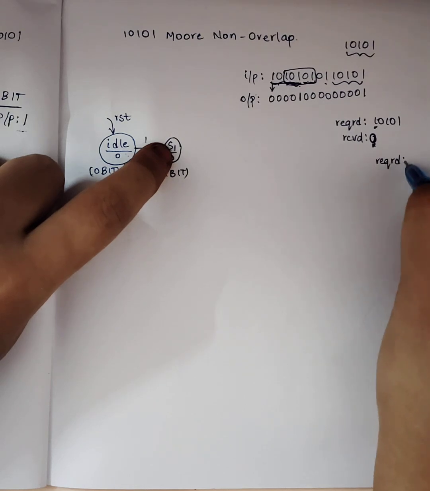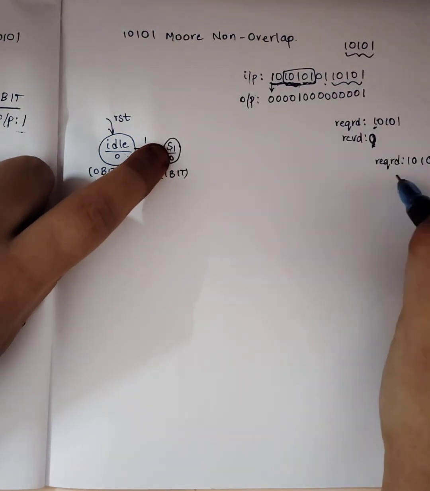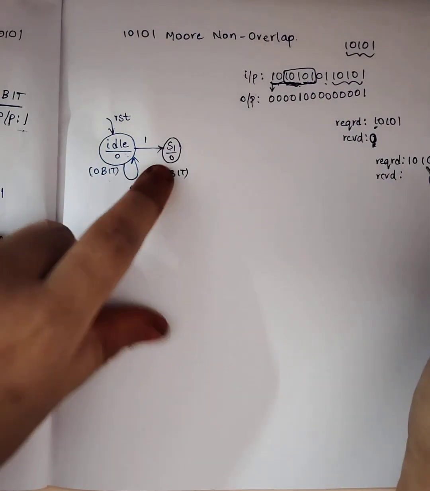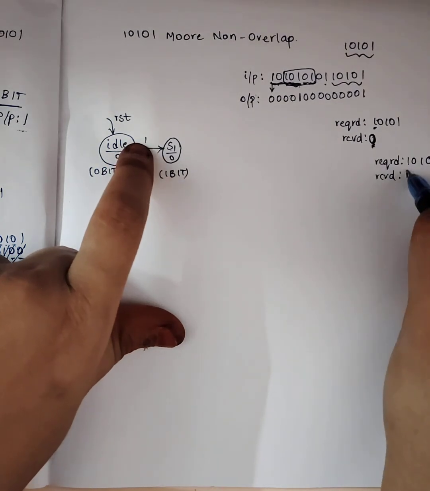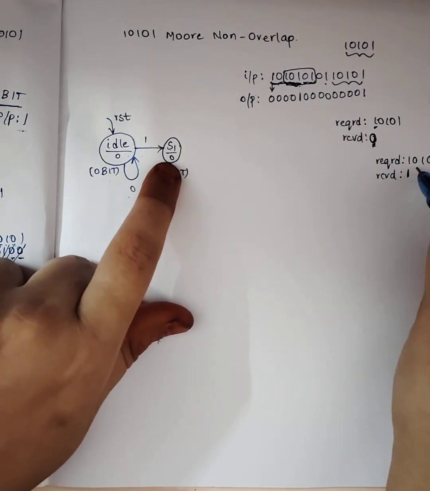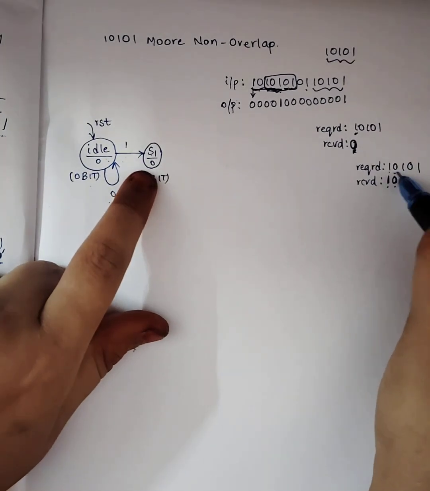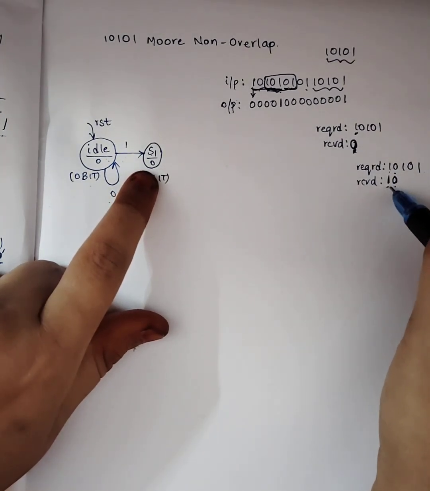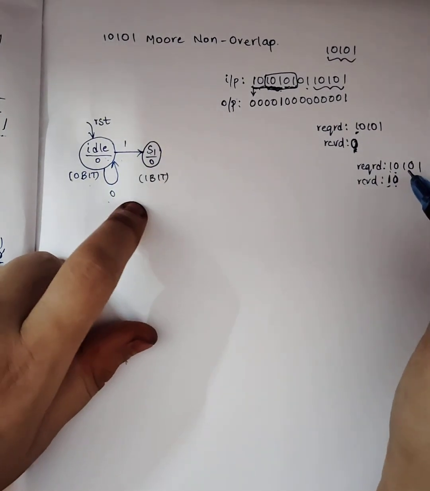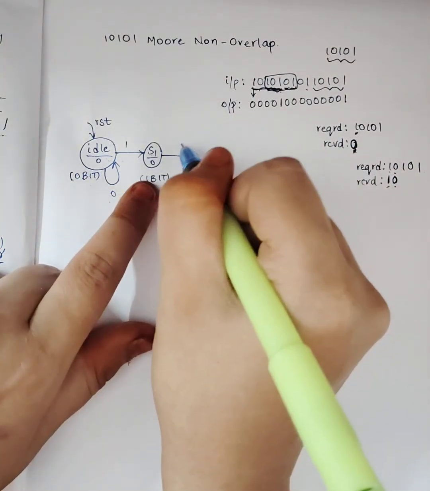Now for this state we need to check. Our required sequence is 10101. We are already in the 1 bit match state, that is we already received 1, and we are checking for the second bit. What if my second bit received is 0 only? With this 10 we can make this sequence, right, 10101. So it will go to the 2 bit match state, where we don't have that state, so we will take a new state.